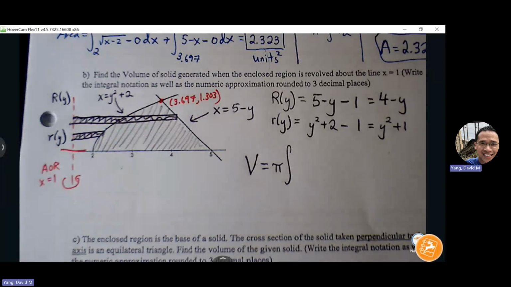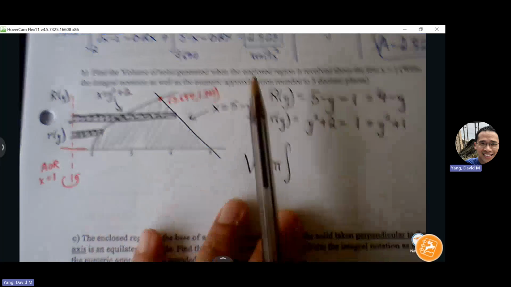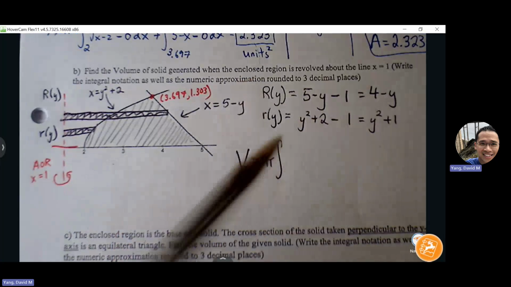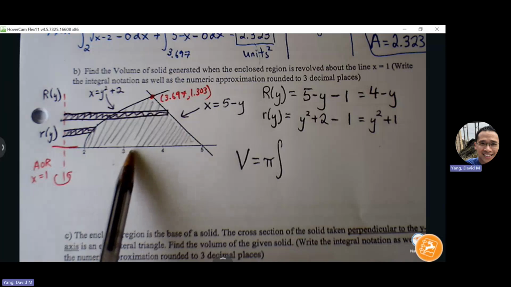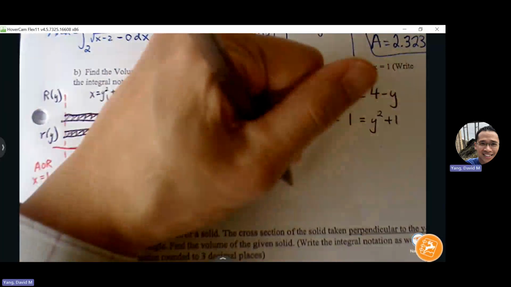All these are going to be kind of strange looking objects, but we never have to worry about what they look like. Just have to be able to have some idea how to gather our data. Okay, lowest y value is 0, highest y value is 1.303.